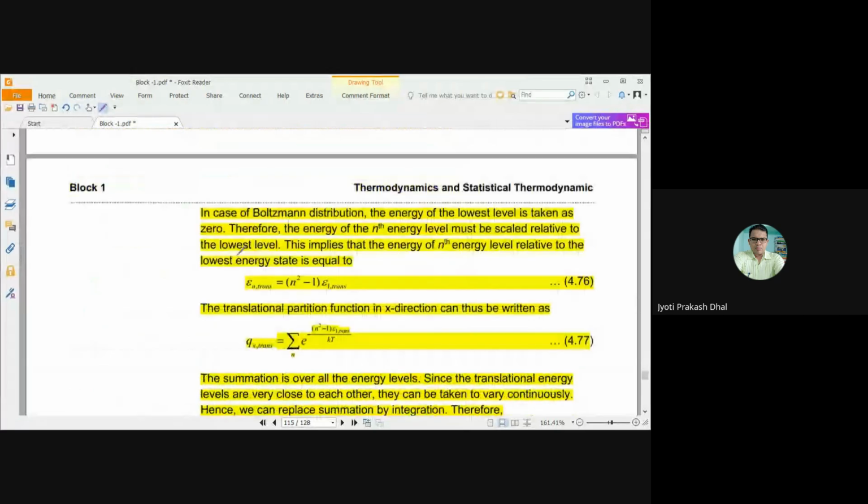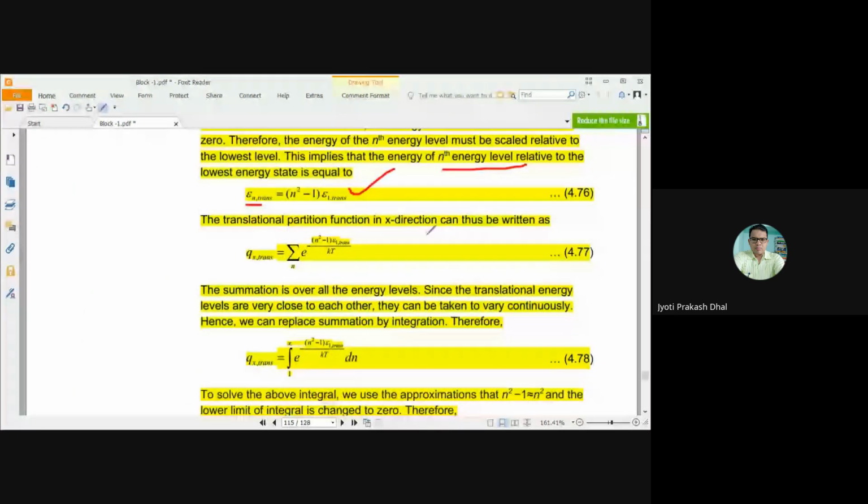So the energy of the nth energy level relative to the lowest energy level is epsilon n translational equals n square minus 1 times epsilon 1 translational. That is, the translational partition function in the x direction can thus be written as q translational equals the summation of e to the power minus n square minus 1 into epsilon 1 translational.